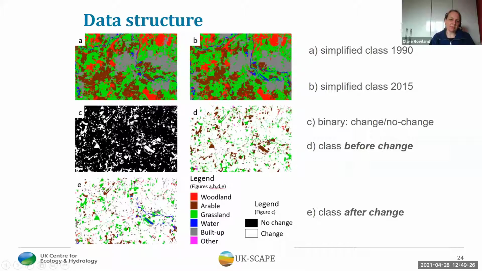Band 3 gives a binary change or no change layer. And then band 4 shows what the land cover type was before the change, and band 5 shows what the land cover type was after the change. And we're hoping that this gives most people the kind of data that they would want.